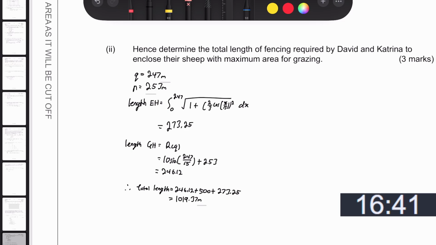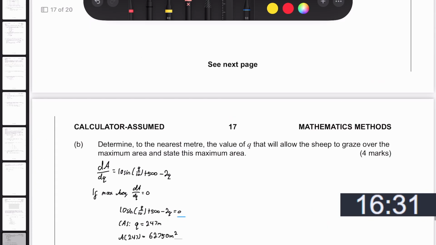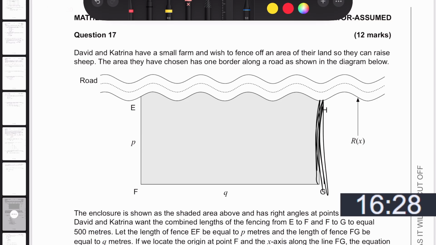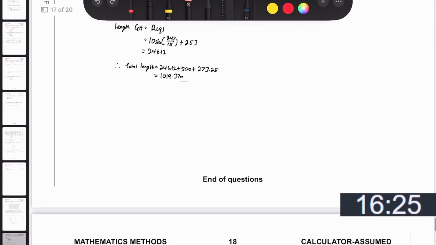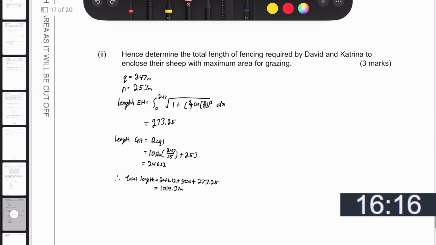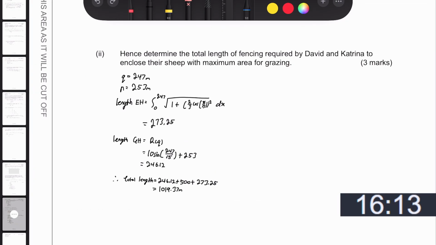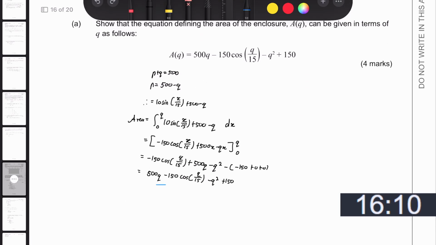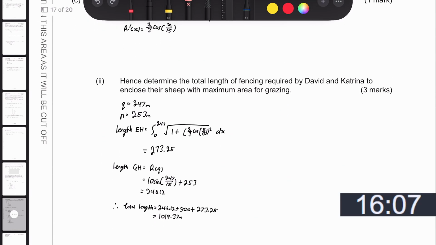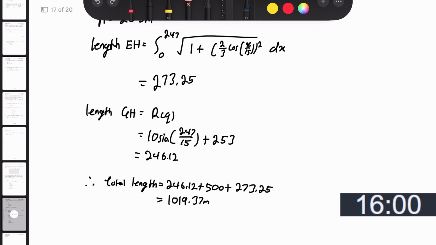Ooh. 273.25. G to h is the value of r at q. So the value of r at q is u plus 150, given that x is 247. Wait, plus 150? It's plus p. P is 253. 246.12, 273.25 plus 500.